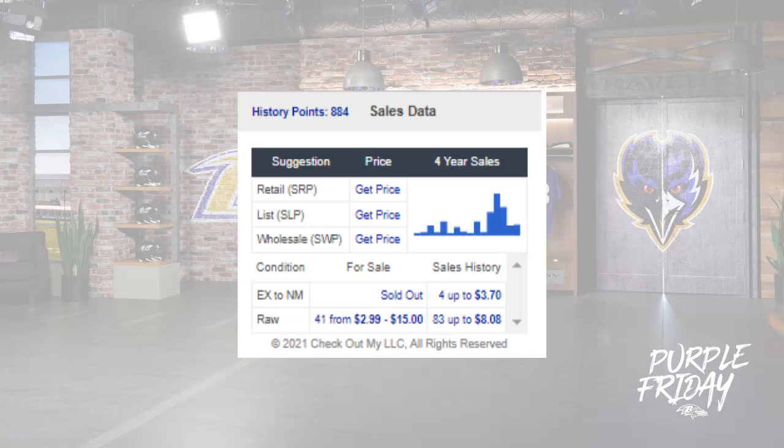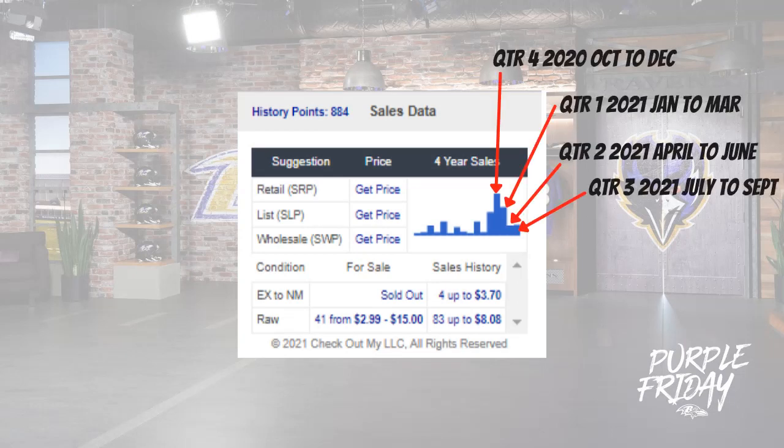There are a few main components I look at. First is the sales per quarter. The chart starts at the current quarter and goes back 4 years or to when the first sale of the card was, whichever is the shortest.